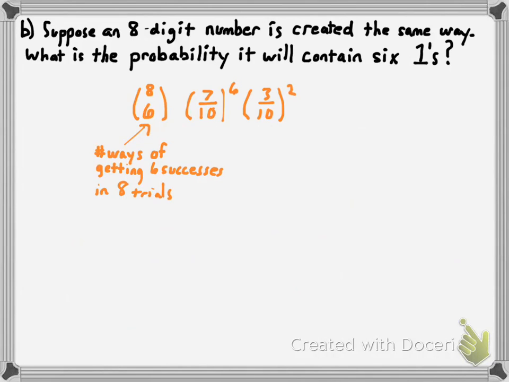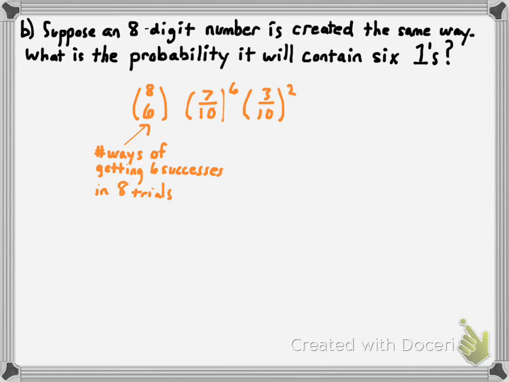Just a little side note. In the previous example, we had 3 digits, 3 trials, and we were trying to get 2 successes, and it turns out that 3 choose 2, or 3C2, is equal to 3. That told us there are 3 ways in which we could get the 3-digit number with 2 ones. That was just relating to what we just did. Here, we're trying to get an 8-digit number that has 6 ones in it, so 6 successes.